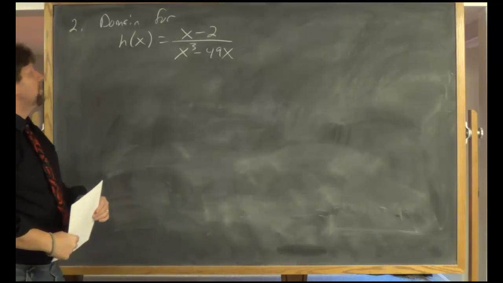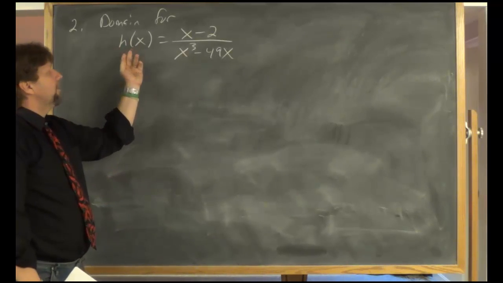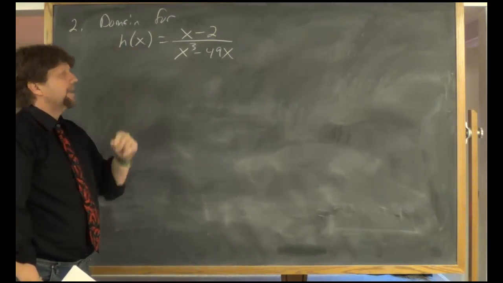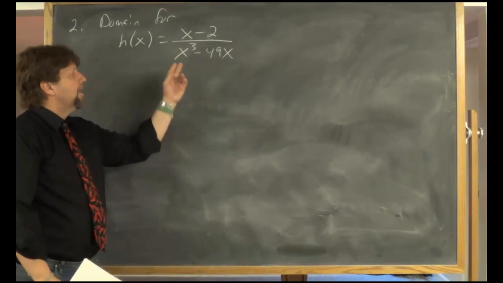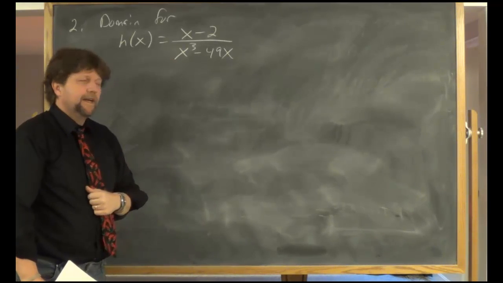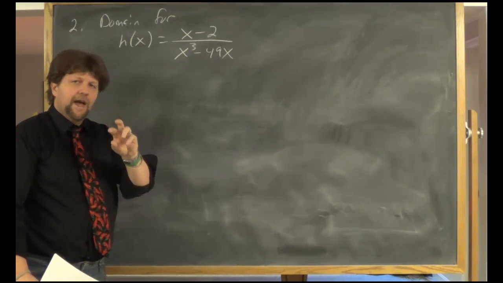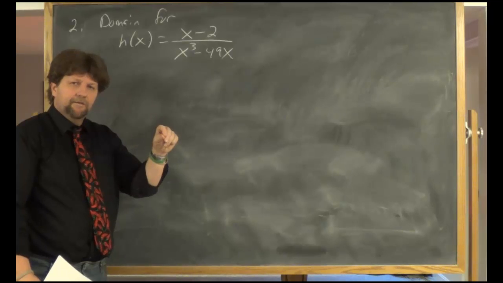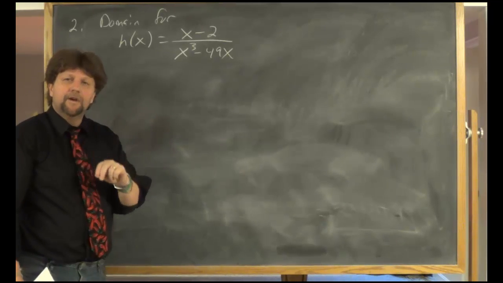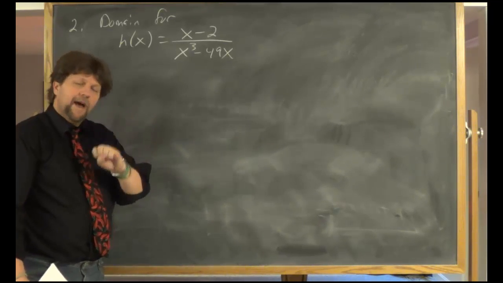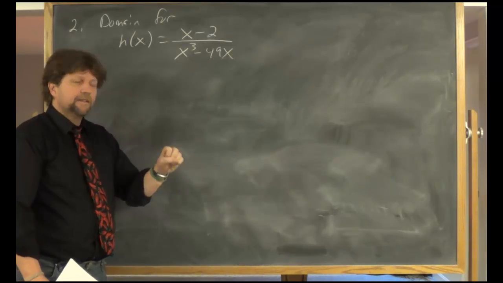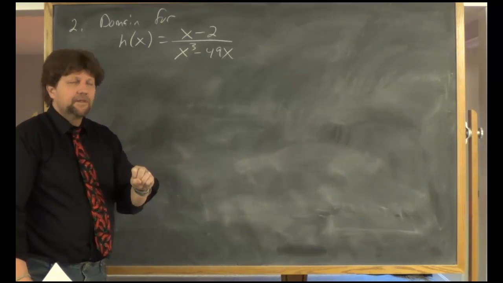Hey folks, here on number 2, you were asked to find the domain for the function h of x equals x minus 2 over x cubed minus 49x. Remember, domain will be the values you could put in for the independent variable. Here the independent variable is x. So it's values you can put in for the x so that nothing bad happens.